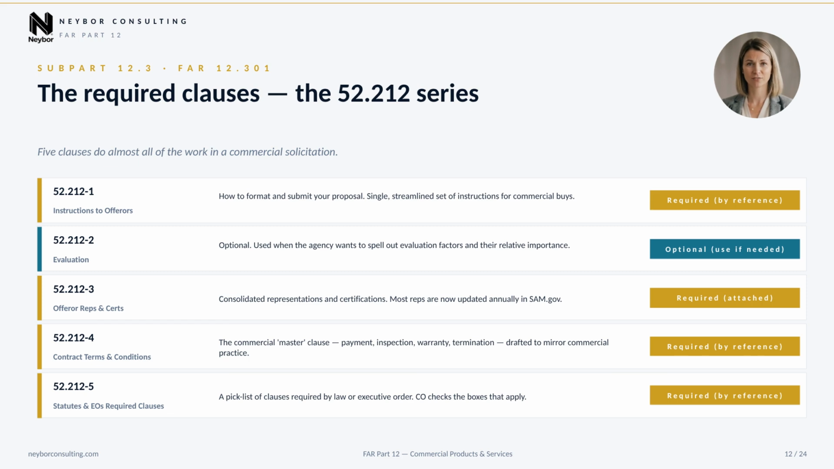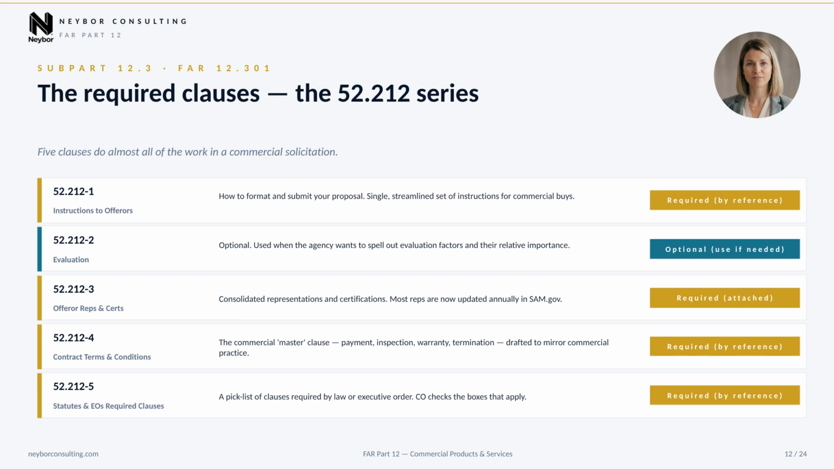Number 2, 52.212-2 evaluation, the only optional one. The contracting officer uses it when they want to spell out the evaluation factors and their relative importance. If you do not see -2 in the solicitation, the evaluation criteria are still in there, just stated differently. Number 3, 52.212-3, representations and certifications. The consolidated reps and certs. Most are updated annually in sam.gov, so you usually just confirm them rather than fill them in fresh.